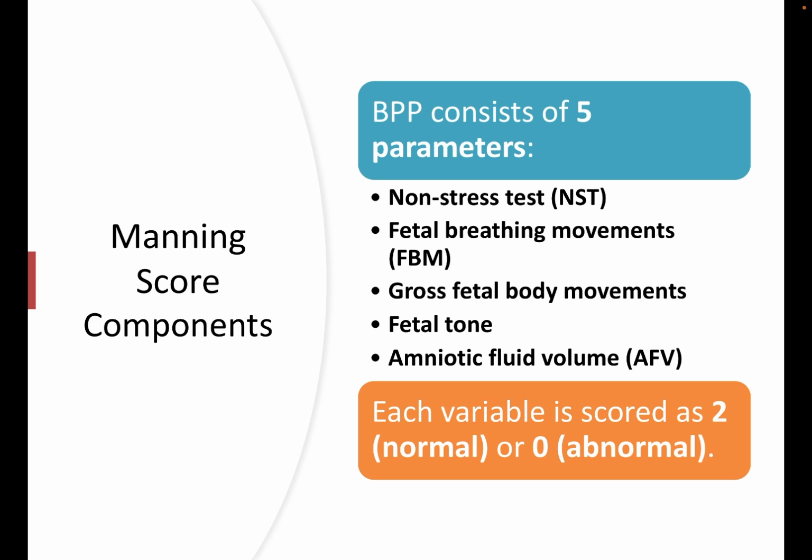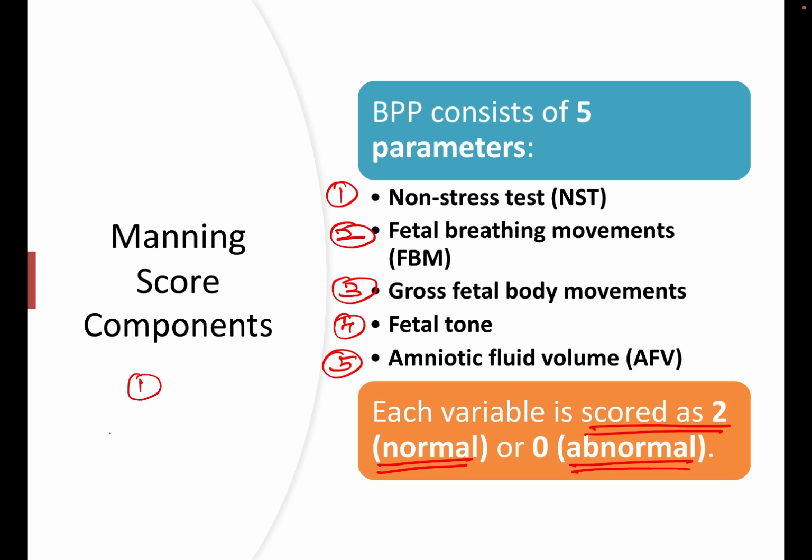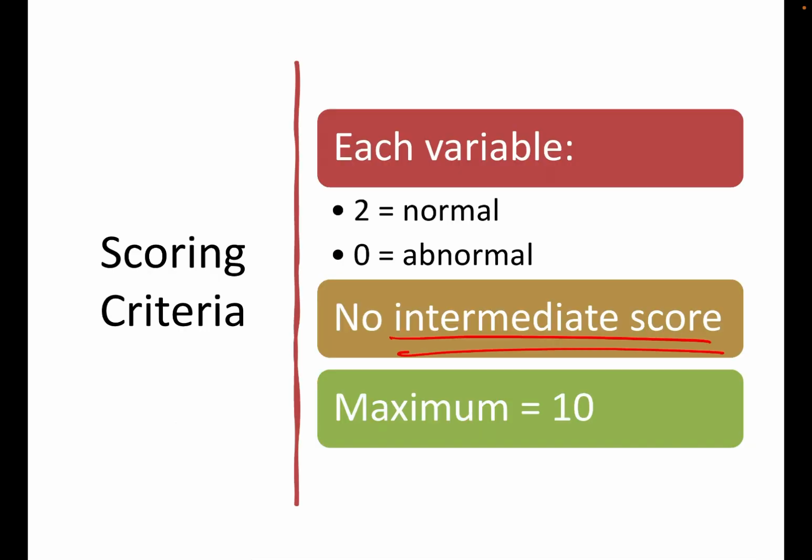So what are the Manning score components? Actually, BPP consists of 5 parameters: non-stress test, fetal breathing movements, gross fetal body movements, fetal tone, amniotic fluid volume. Each variable is scored as 2, which is considered normal, and 0 is considered abnormal. So there is no scoring of 1. So the result will always be 0, 2, 4, 6, 8, and 10, only even numbers. No intermediate score is present, with a maximum score of 10 and a minimum score of 0.